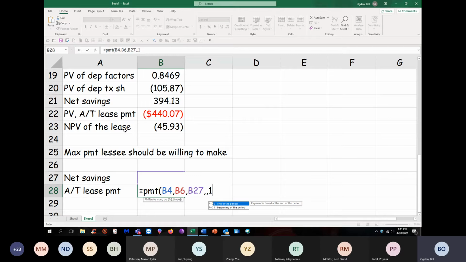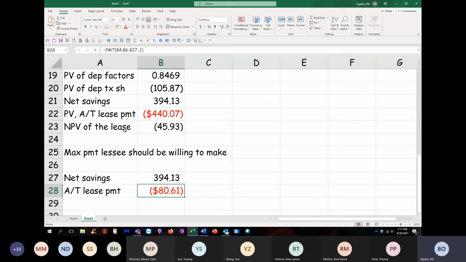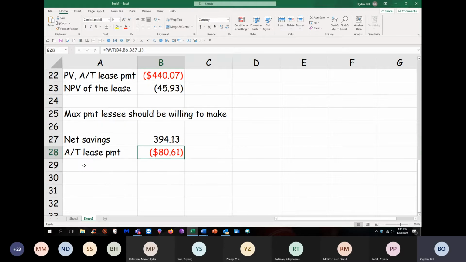Now this is an Excel function in which we do not have an embedded parentheses. Therefore, you don't need to add the right parentheses. Excel will do it for you. So I get 8061. That's the after-tax payment. Now, obviously, when you receive the bill for your lease payment, it is on a before-tax basis, so we have to convert this back to before tax.